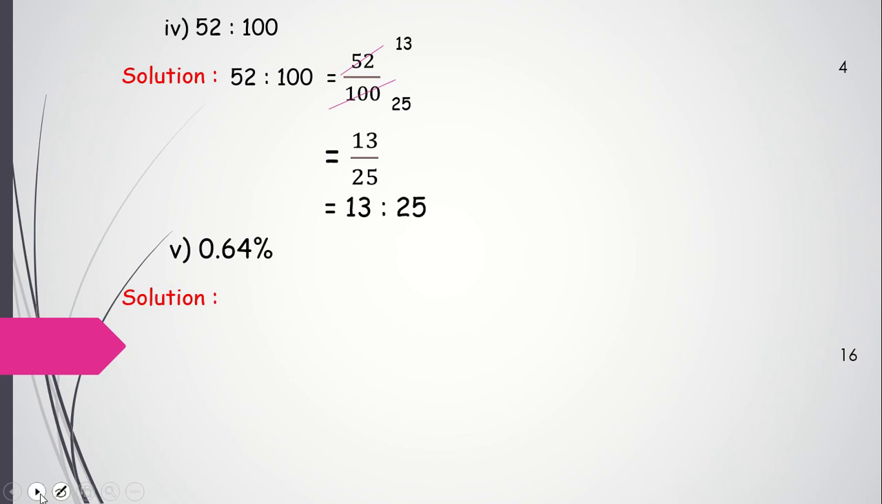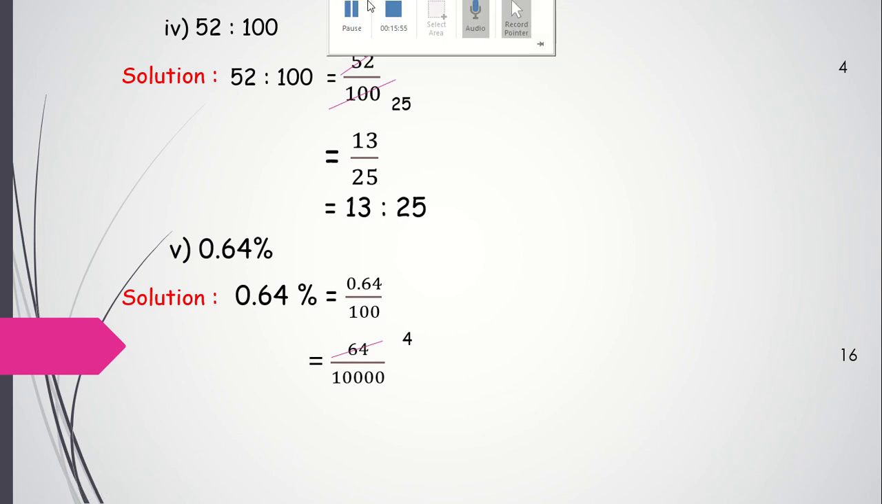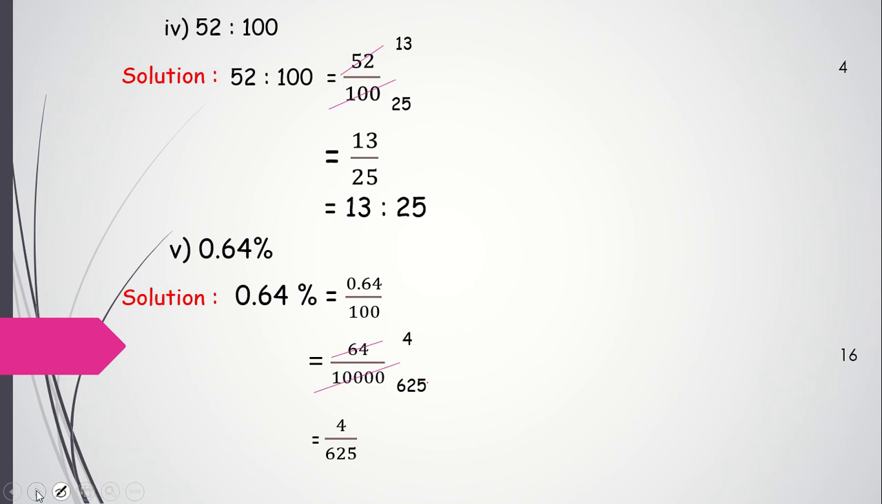0.64%, that is 0.64 upon 100. So again in this case we'll shift the decimal point 2 places here, so that becomes 64. 64 upon 2 zeros, 10,000. Now that's divided by 16. 16 4s are 64 and 16 625s are 10,000. So that's 4:625.